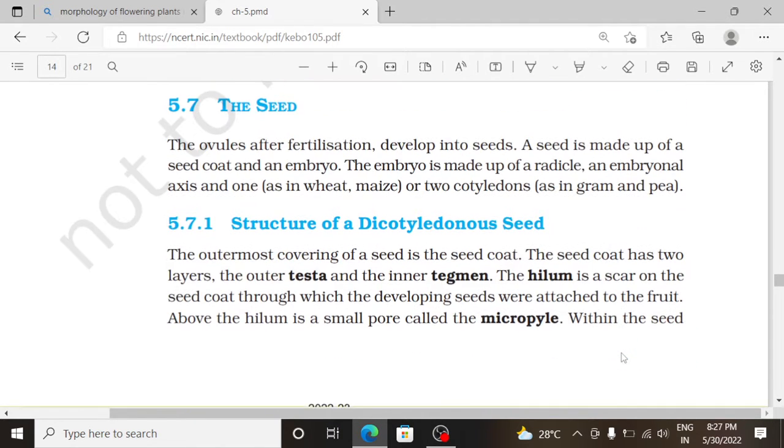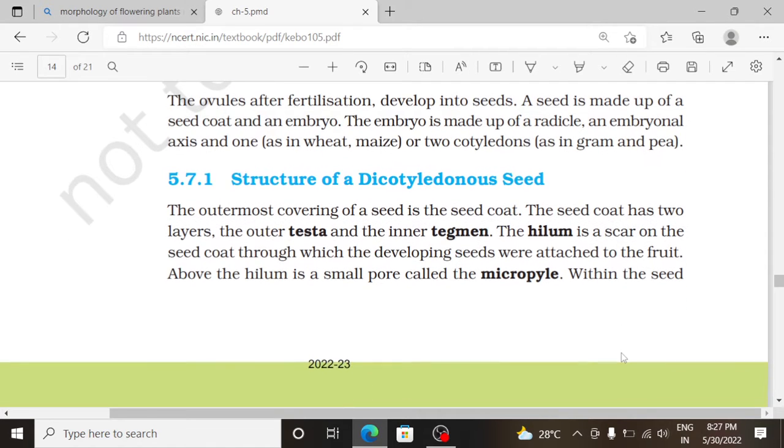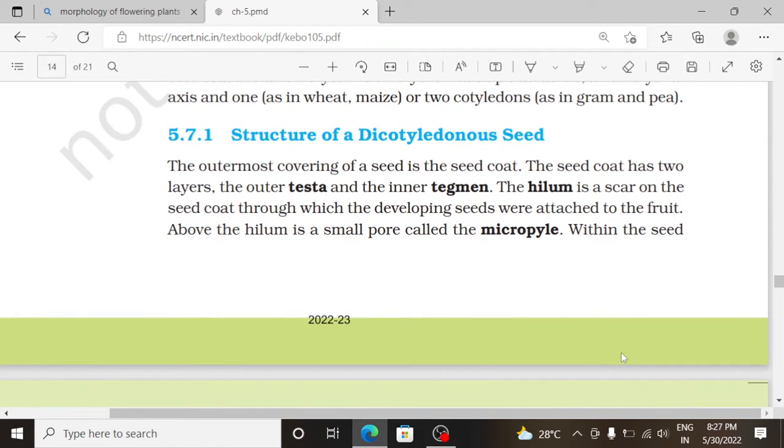The seed. The ovules after fertilization develop into seeds. A seed is made up of a seed coat and an embryo. The embryo is made up of a radicle, an embryonal axis and one cotyledon, as in wheat and maize, or two cotyledons, as in gram and pea. Structure of dicotyledonous seed.